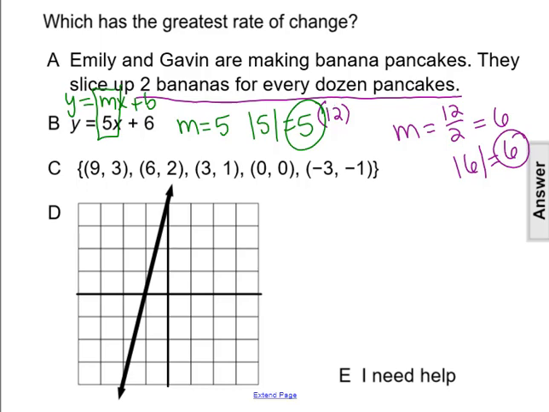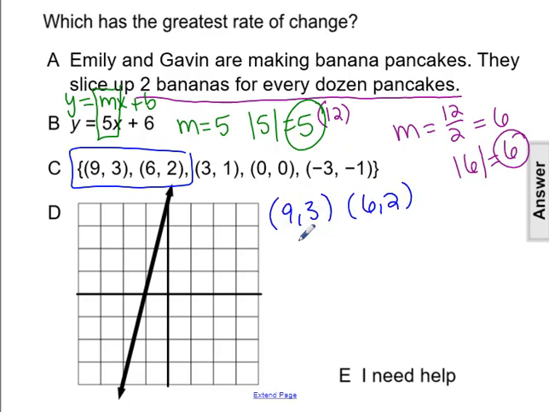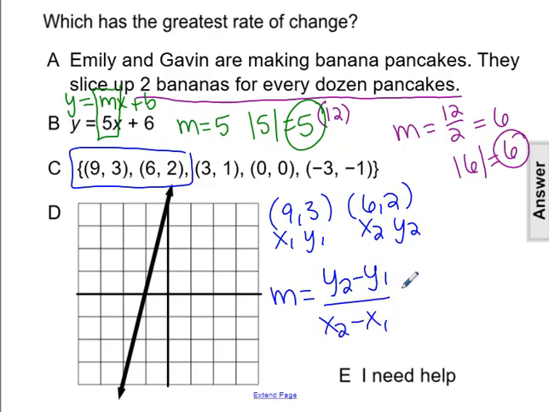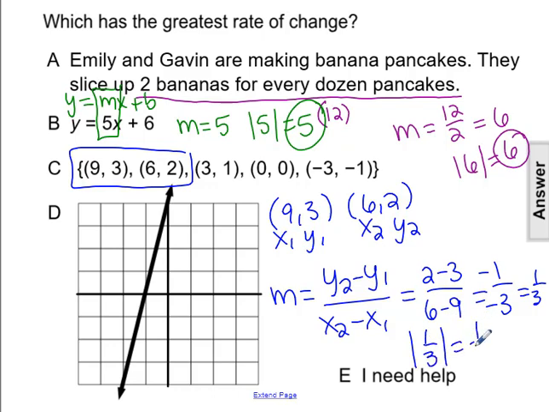Function C is given as a set of ordered pairs, so we're going to use our slope formula for this one. We're going to randomly pick the first 2 points of (9, 3) and (6, 2). Those will be our x1 and y1 values and x2 and y2 values to find our slope using the formula y2 minus y1 over x2 minus x1. That gives us 2 minus 3 over 6 minus 9, which is negative 1 over negative 3, or 1/3. So if the slope is 1/3, the absolute value of 1/3 is 1/3, so that's the number we're going to use to represent function C.